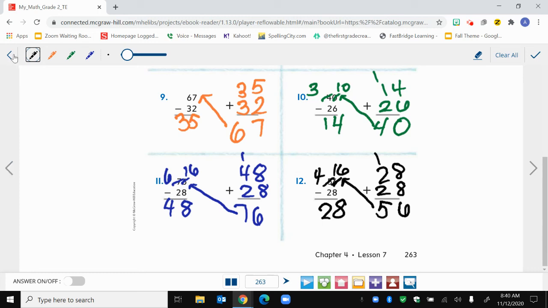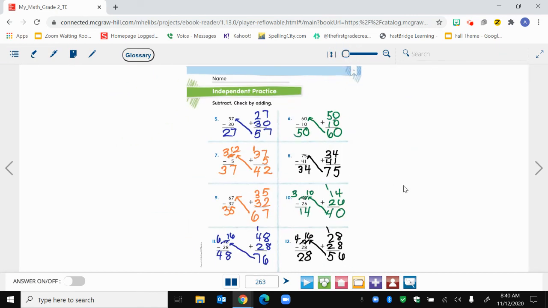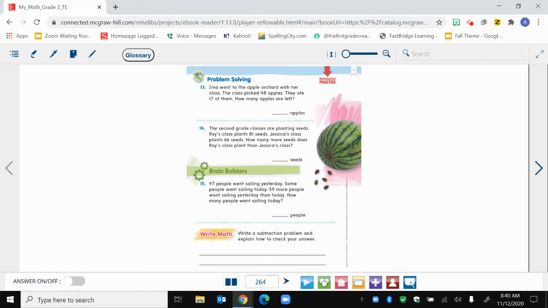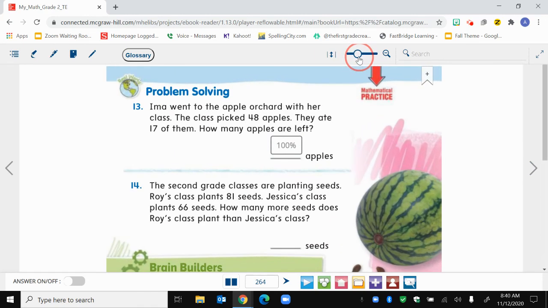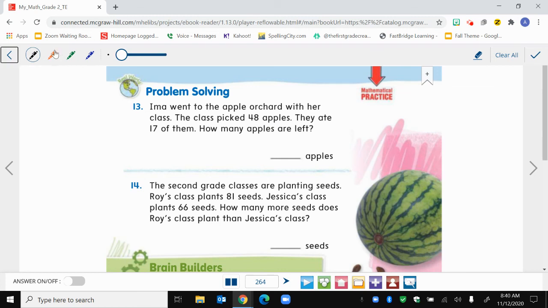How did you guys do on these problems? For the most part, did you get the answers right? Did you have to change a lot? We just got to keep practicing, right? We will get better and better. All right. Let's go ahead and do some of these together. We're just going to do 13, 14, and 15. And then we'll be finished today, guys.